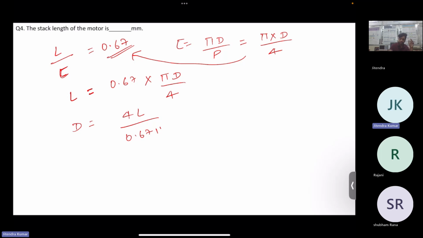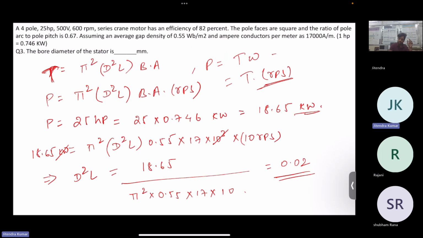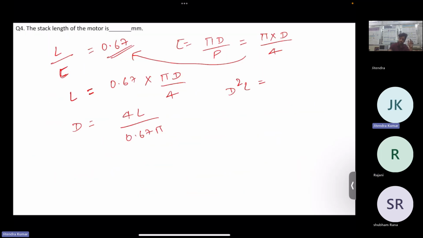D square we have already calculated. L is equal to 0.526 into D. Please repeat once more. L is equal to 0.526 into D. Okay, so L is equal to 0.526D.